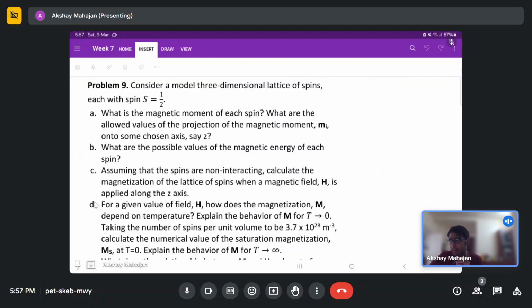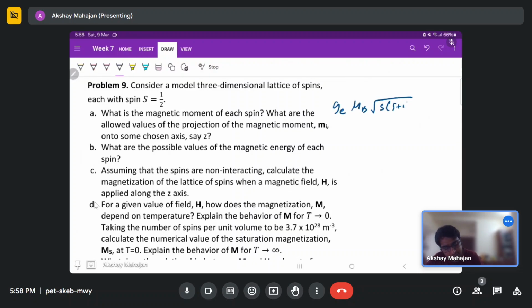So we have to find the magnetic moment. Remember that the magnetic moment is given by g_e times mu_B times the square root of S(S+1) if S is given. This will give you the magnetic moment for each spin, where g_e is for electrons. Since no other information is given, and it is for spin half particles, we will consider them as electrons. So this g factor for the electron is 2. So g_e will be 2, mu_B is the Bohr magneton, and the S value is given to you.